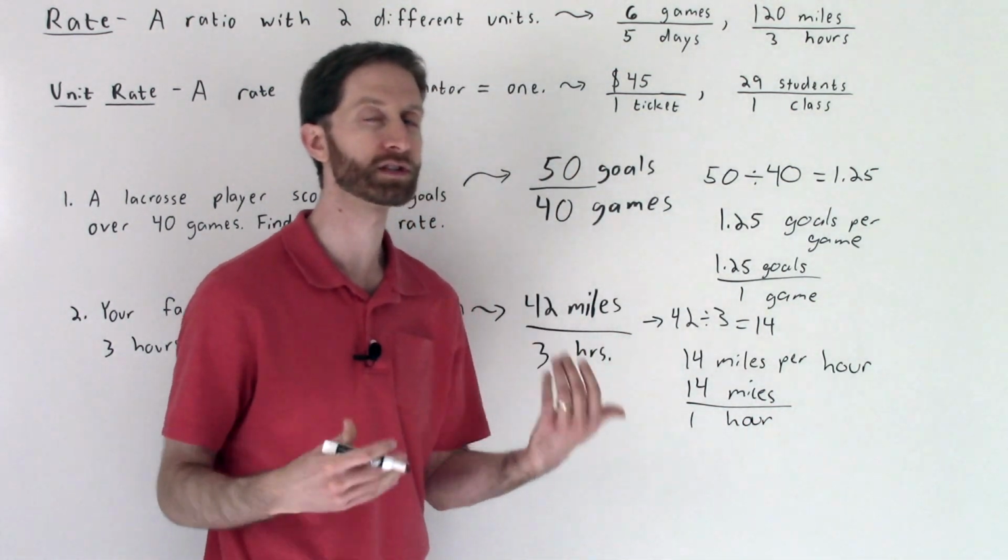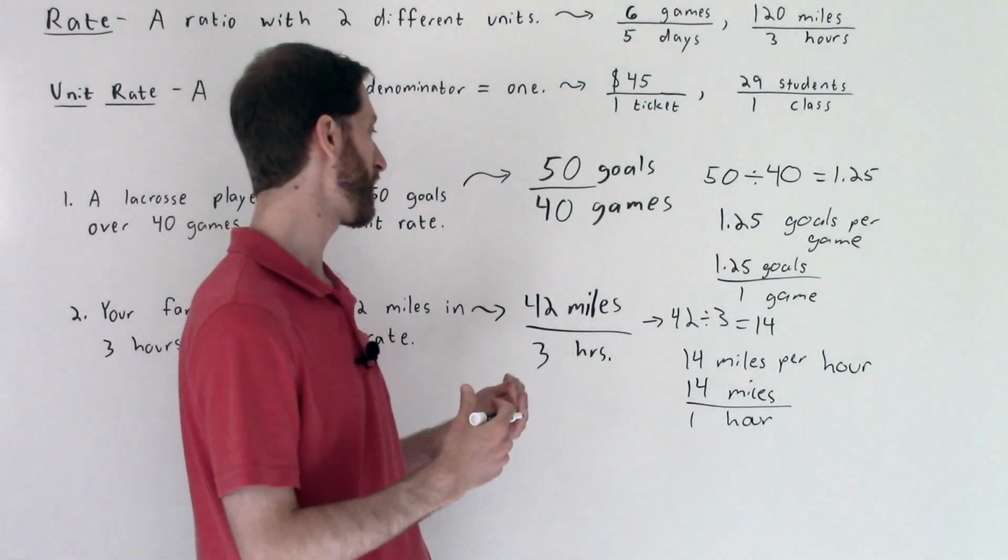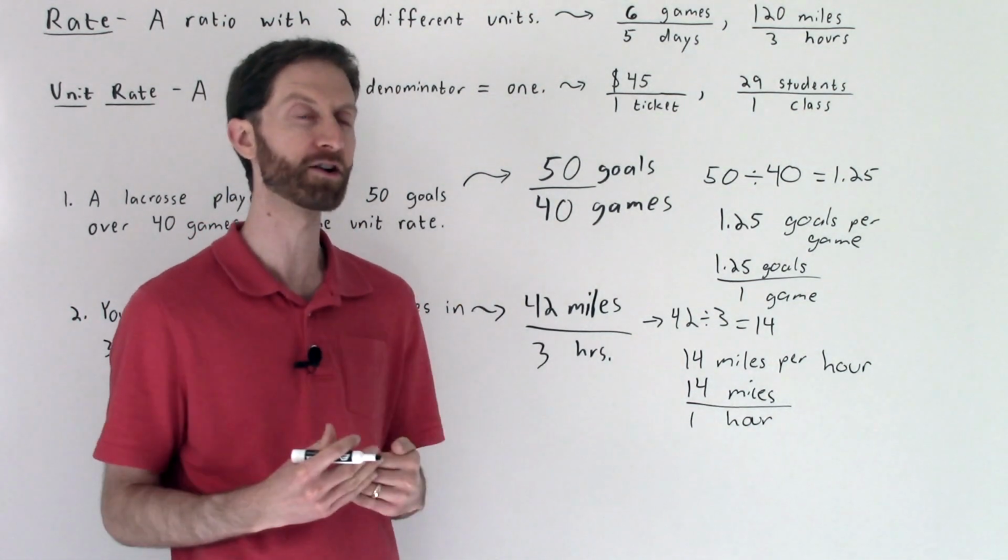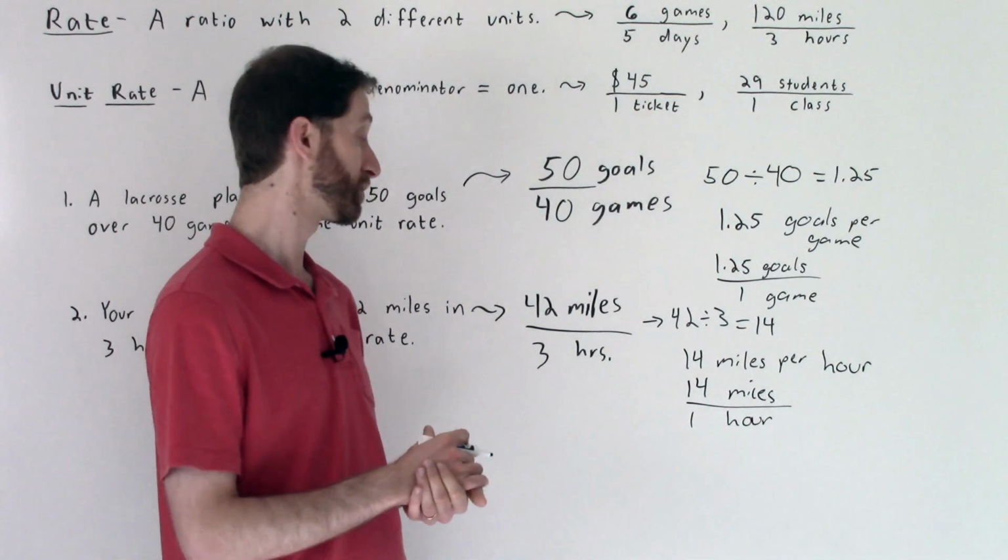It gives us a better idea of just how fast we're going. 14 miles in 1 hour makes more sense to a lot of people as a standard measurement rather than 42 miles per 3 hours.